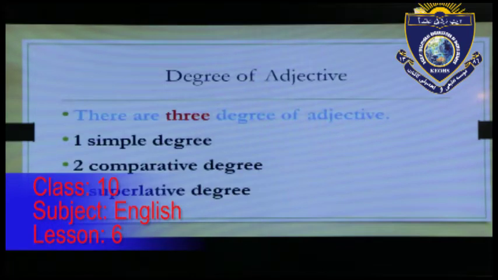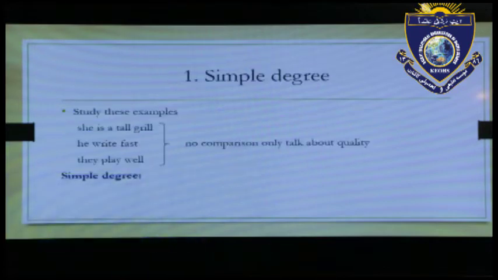Dear students, we are studying degree of adjective. We have three types of degree of adjective: simple degree, comparative degree, and superlative degree. Let's start and study one by one. Number one is simple degree.